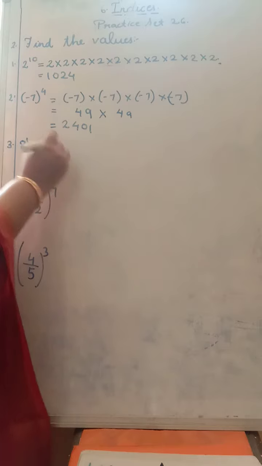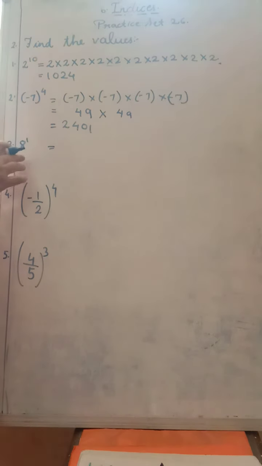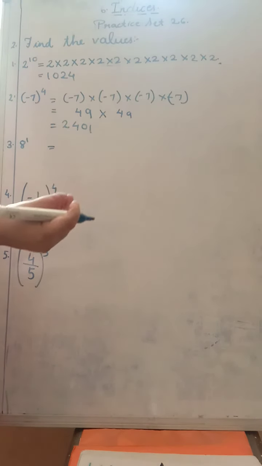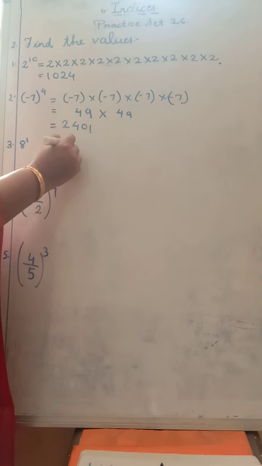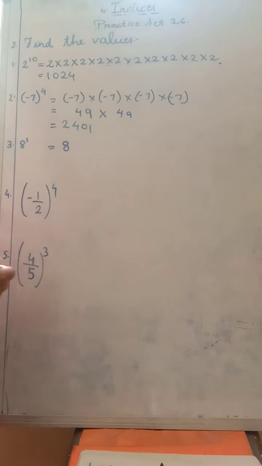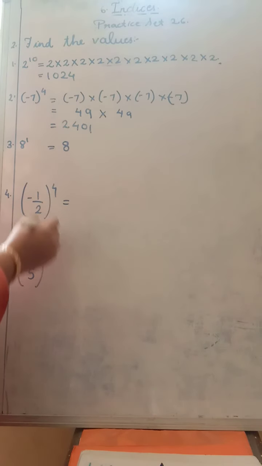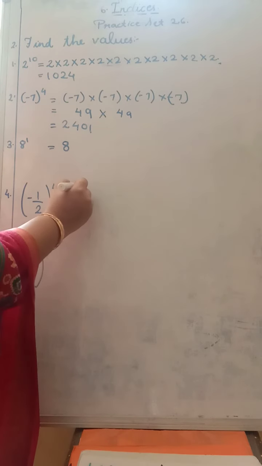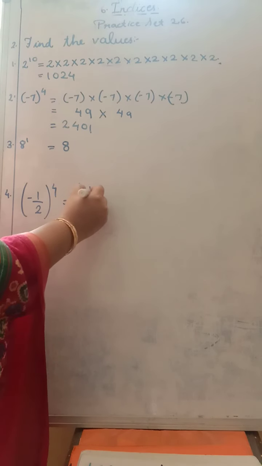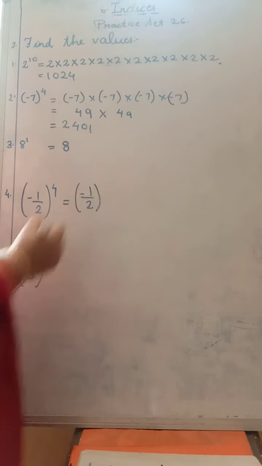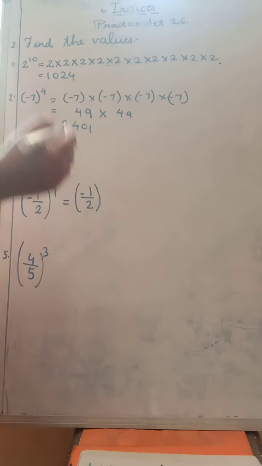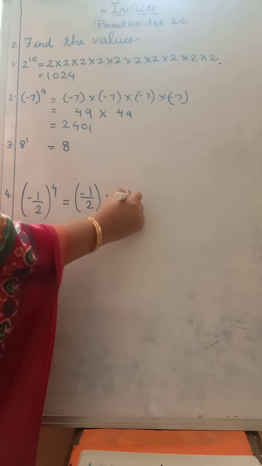This is very easy. First power of 8 means only the number is there, the number itself. Yes, so the answer will be 8. Okay, now negative 1 upon 2 raised to 4 means will you write negative 1 upon 2, that is negative half, 4 times. So we will write it down.